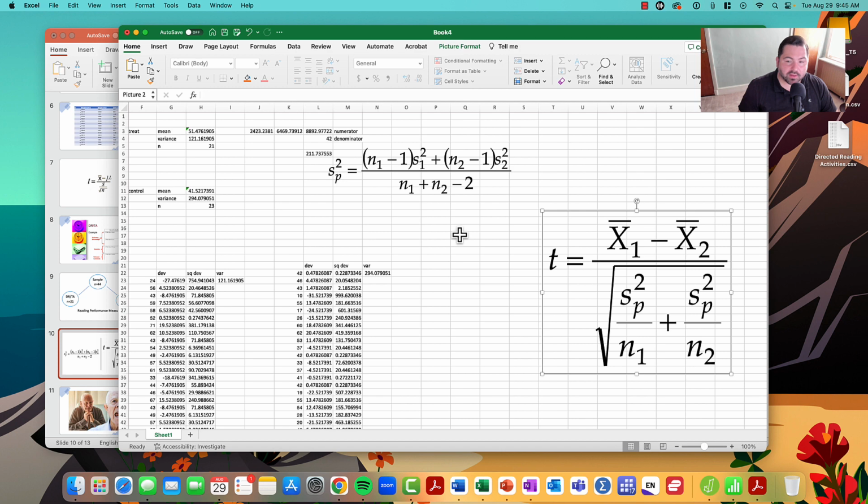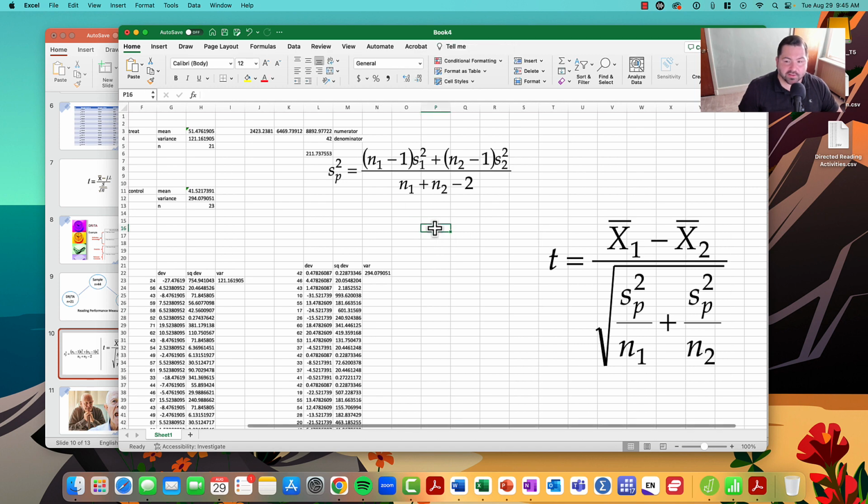So now that we have pooled variance, we can then carry this over and use that to perform our t-statistic. And so once again, in order to calculate our t-statistic, we have to take mean 1, which is the mean for the first group or the intervention, minus the mean for the second group, which is 41.521. So that's simple enough, right? That's our numerator.